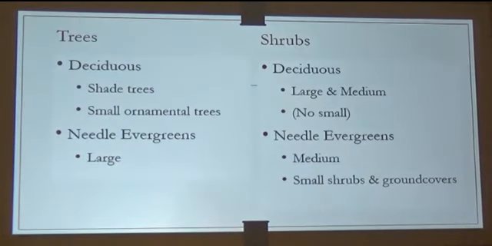So how we're going to discuss these things tonight is to look at trees and shrubs and whether they're deciduous or evergreen, and then kind of their sizes. We categorize them by shade trees and small ornamental trees. And with shrubs, deciduous shrubs, I have large and medium ones, and I kind of put them all together. And I don't have any small, because there really aren't any good small shrubs.